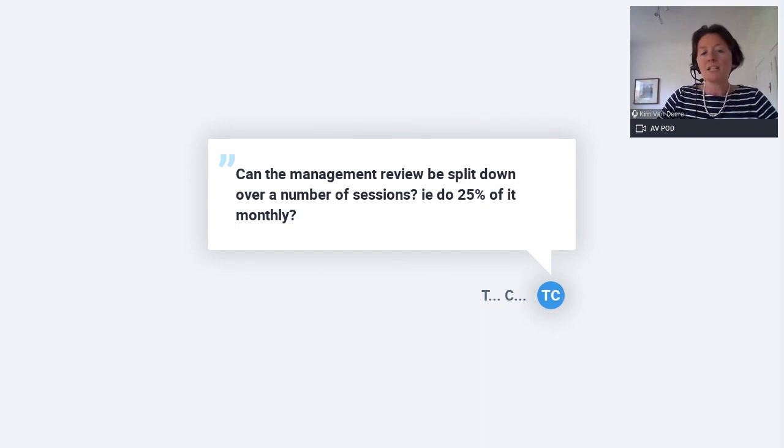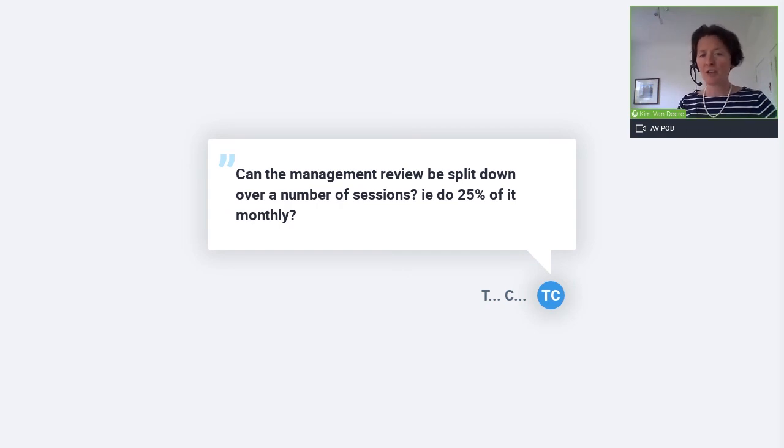Okay, here we go. Can management review be split down over a number of sessions, i.e. do 25% of it monthly? You absolutely can. Be aware that your process should reflect what you do in the real world. So if your management review process says we conduct management review annually, you could break it down into 4 bits and do 25% of it in, say, January, April, June, October, or something like that. You absolutely could do that.